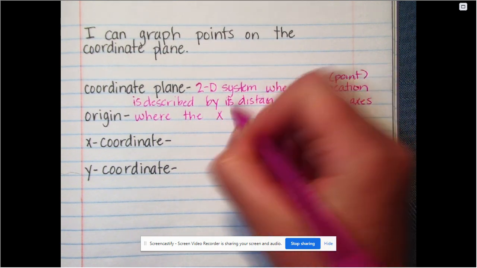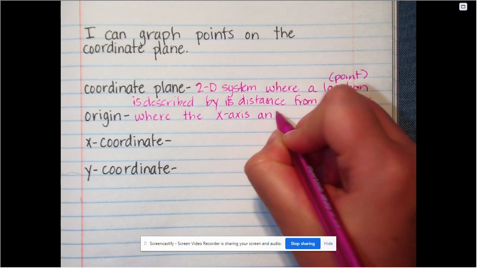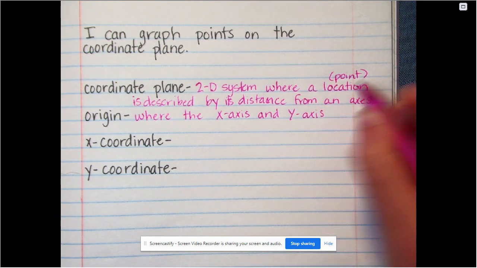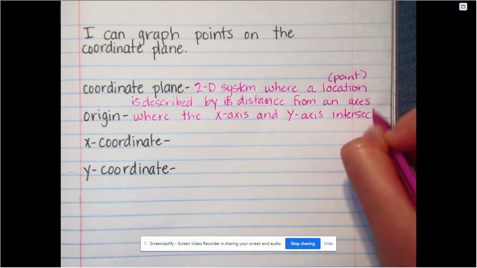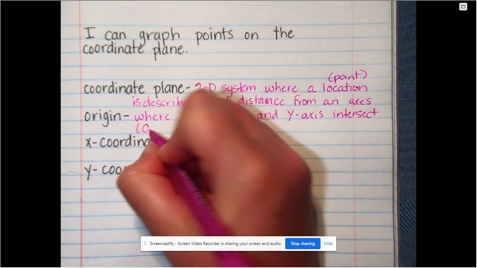So an origin is where the x-axis and y-axis intersect. And we always show that as 0, 0.